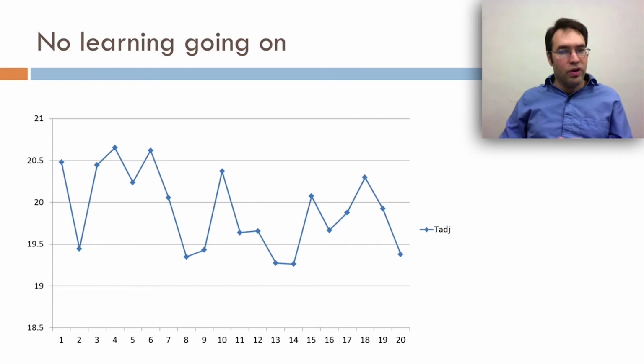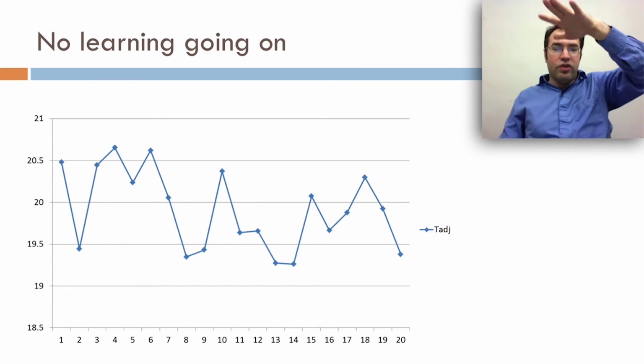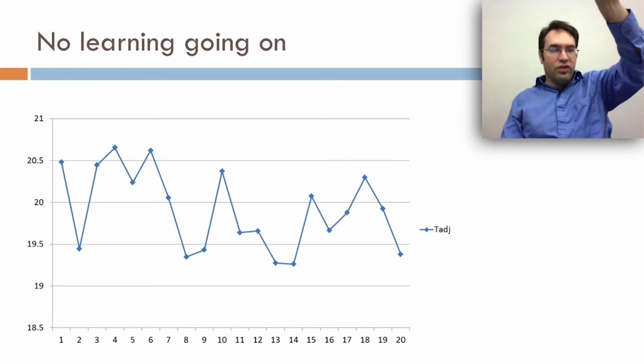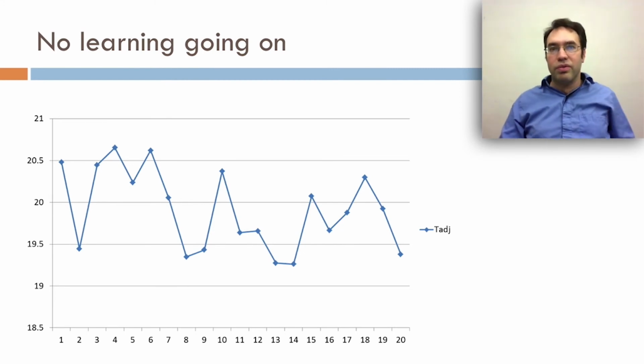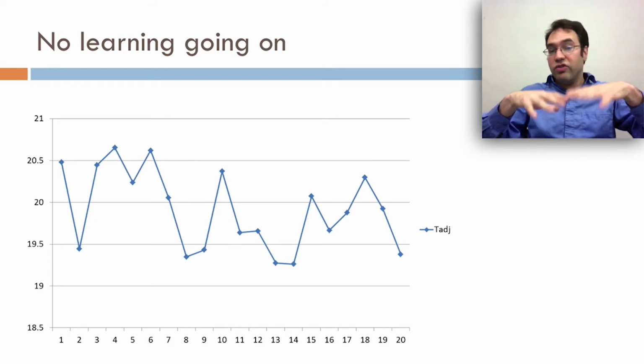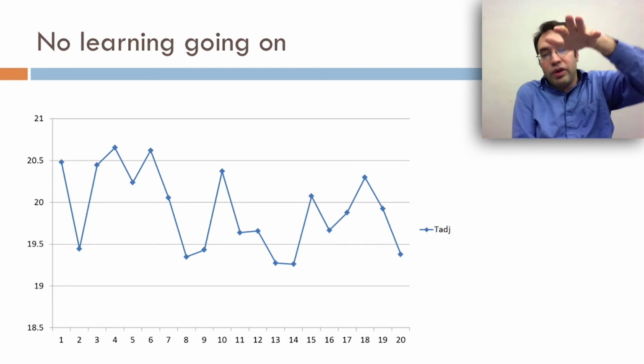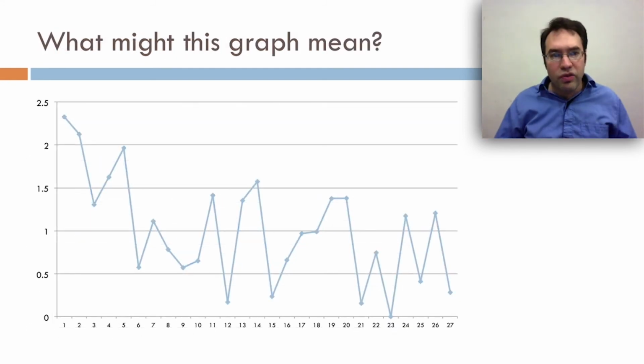Here's a case where there's no learning going on at all. It's just jumping all over the place, and you can see that the scale on the y-axis is pretty compressed. So it's taking like 19 to 21 seconds, and it's just not getting much better over time. This is probably somebody who's completely at the asymptote and has been there for a while. And the fact that it looks like jumping around is just because you're only seeing the asymptotic part, so the y-axis is completely compressed. So what might this graph mean?